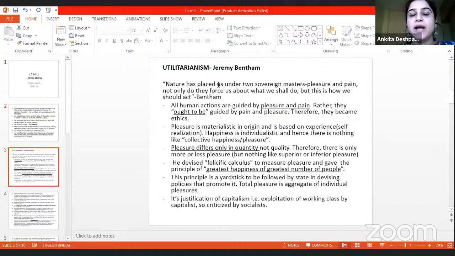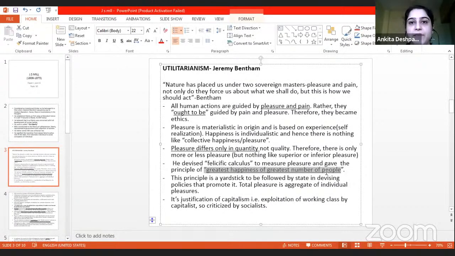Then I told you that he, as well as his father, were basically followers of utilitarianism. Utilitarianism we do not have in our syllabus, but you have to study it because you have to understand classical liberalism and to understand J.S. Mill. So utilitarianism is associated with Jeremy Bentham. He is one person who said that every human being is a slave to two sovereign masters. One is pleasure, one is pain. You do anything that is going to give you pleasure and you will do everything to avoid pain. So basically, using this pain and pleasure concept, he said that greatest happiness of greatest number of people should be the aim, the goal of a public policy.